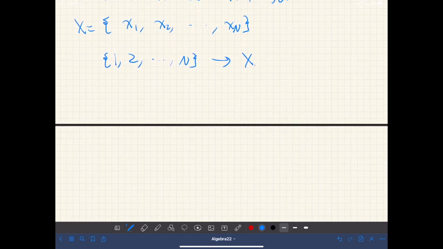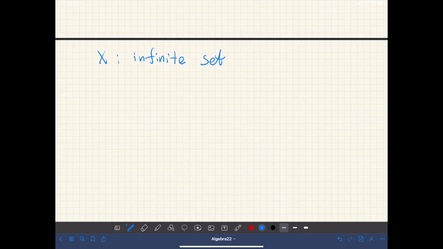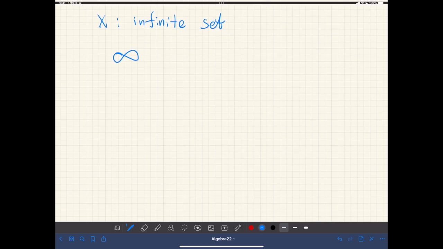Okay, what if X is infinite? That means it has infinitely many elements. You are familiar with this symbol infinity, but infinity is not actually a number. It is just a symbol that represents an unbounded number. Actually, there are a few kinds of infinities, and now we talk about that.